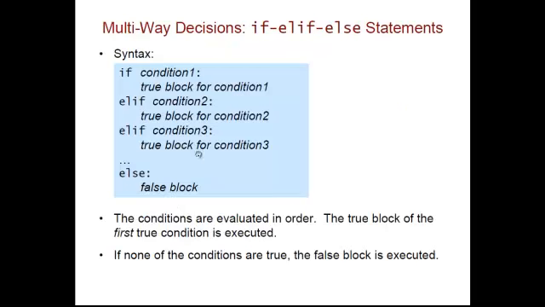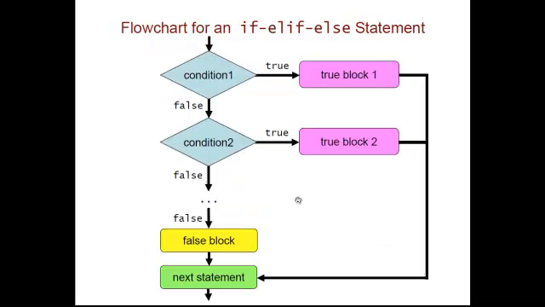More generally, you can have, after the first if, as many elifs as you want, each with their own condition and their own true block. The conditions are evaluated in order. The first condition that is true gets its true block executed, and then we skip all the rest. And we're only going to do the false block if all of the conditions are false. And here's what the flowchart looks like for that. So again, as soon as you get a condition that's true, you do its block, you skip all the rest.